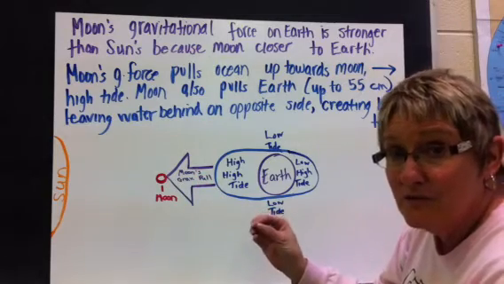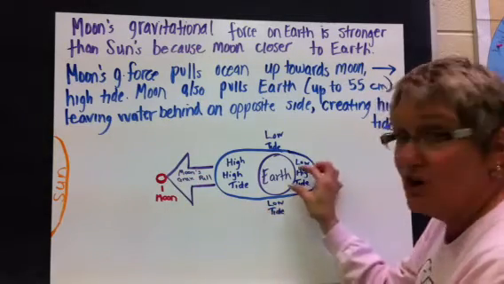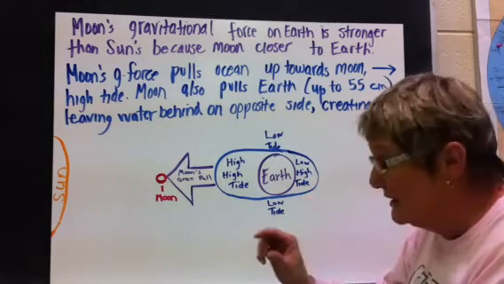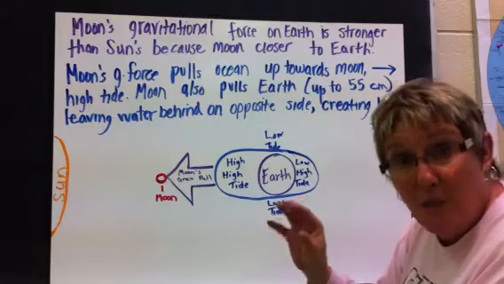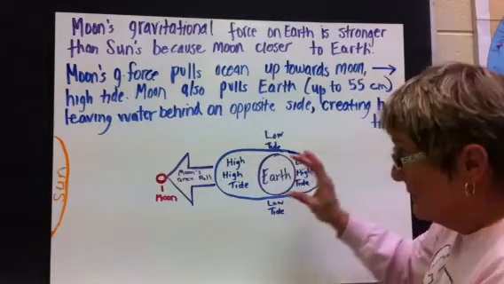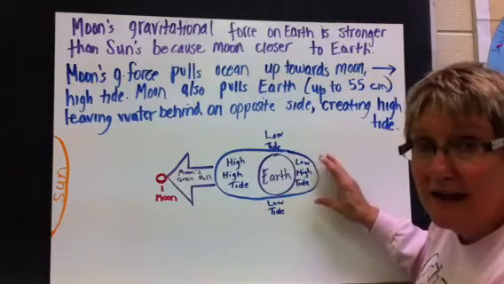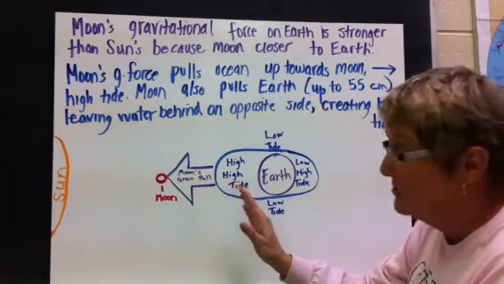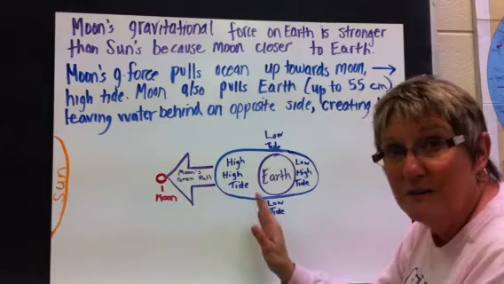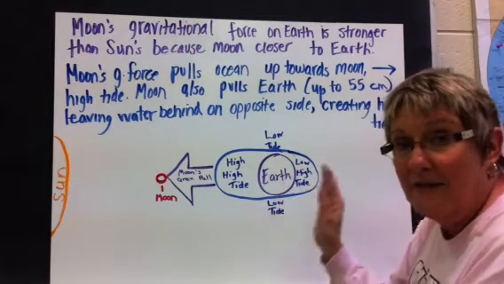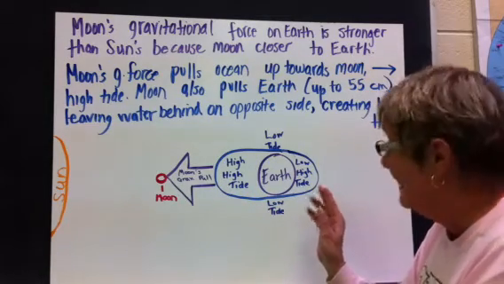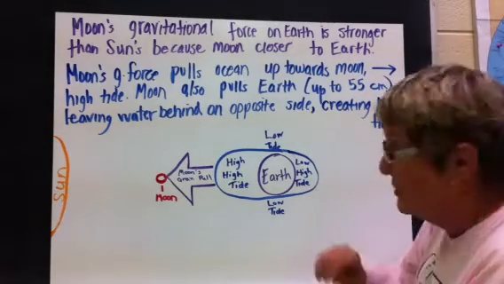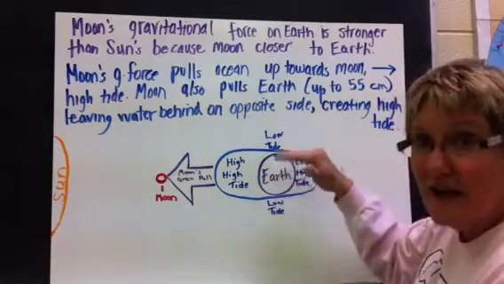The moon's gravitational force is also pulling the Earth a little bit, up to about 55 centimeters, which really is negligible. However, it's enough to leave water behind, making a high tide opposite this high tide. So the high tide closest to the moon is going to be a high tide, and the high tide opposite that is going to be a lower high tide. The low tides are going to be found on the sides.